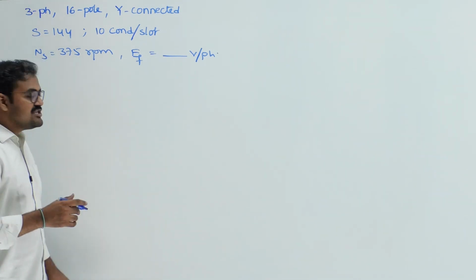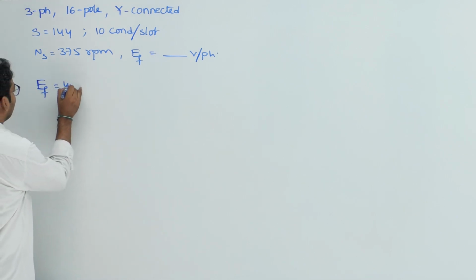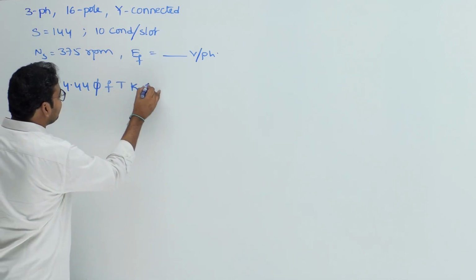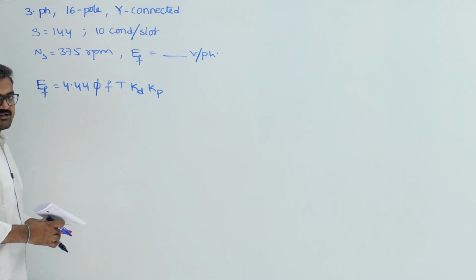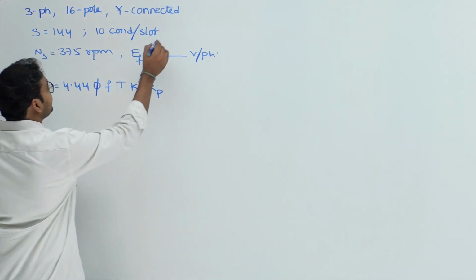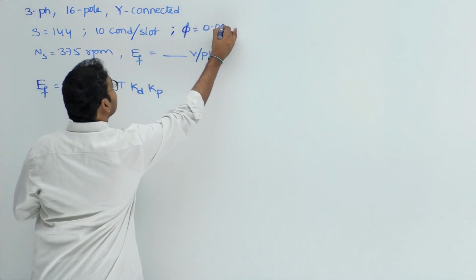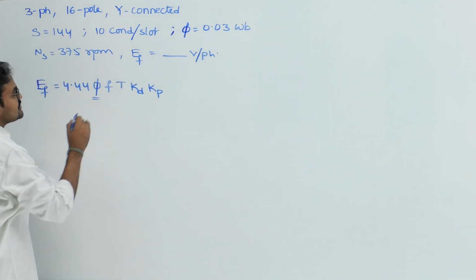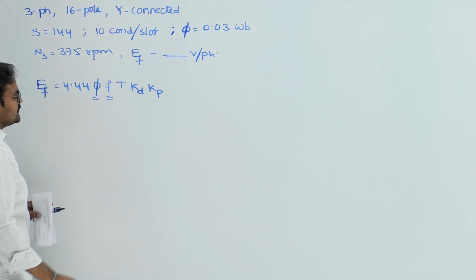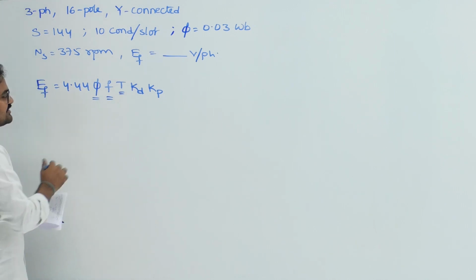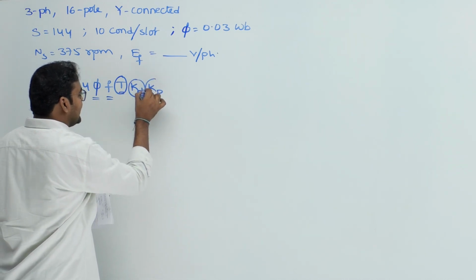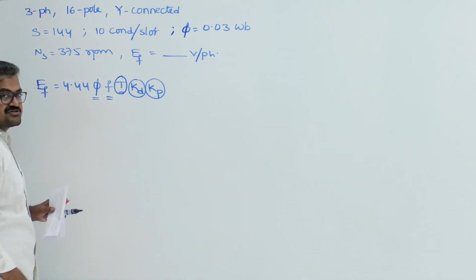To calculate induced EMF per phase, what is the formula? 4.44 phi F, number of turns per phase, into winding factor. That is the distribution factor multiplied by pitch factor. Flux per pole is given, 0.03 Webers. Frequency is not given, but from the speed I can calculate frequency. Number of turns per phase is not given. This is the first calculation we have to perform. Then calculate distribution factor. Then calculate pitch factor. Substitute here, you will get the answers.